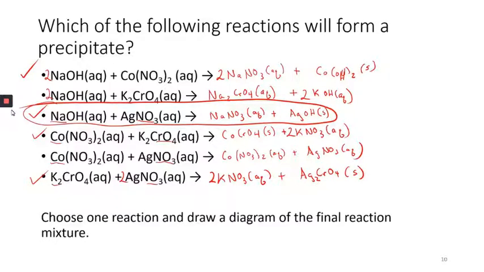So in my beaker, after the reaction, if it's aqueous, we can separate it into the ions. So I will have Na+ floating around and NO3- floating around. And then at the bottom, I will have a precipitate of silver hydroxide. So that's how you should have sketched that.